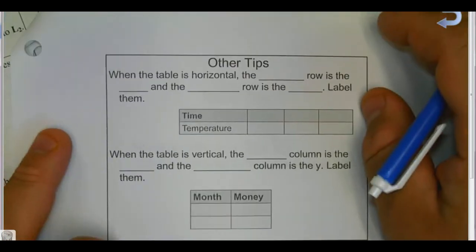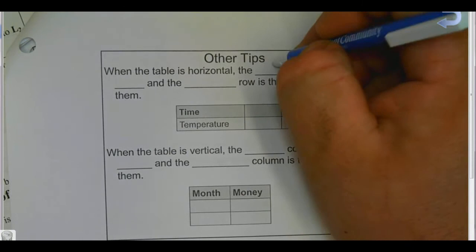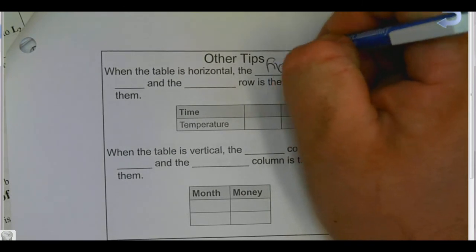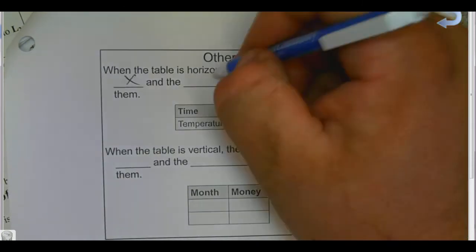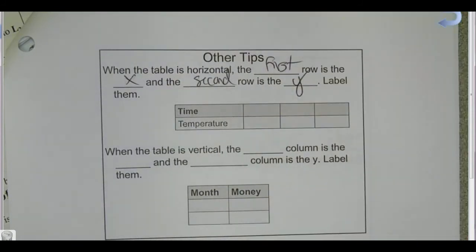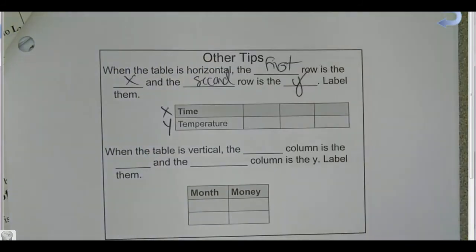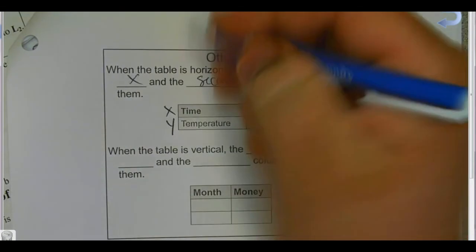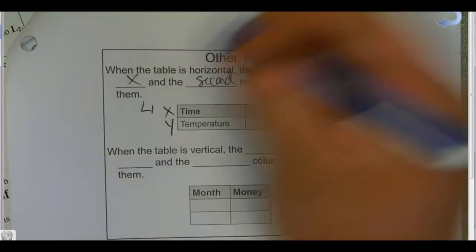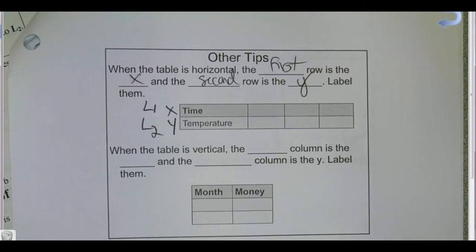Some other tips about this: when a table is horizontal, the first row is the x and the second row is the y. So you label them, okay? So this is the x and this is the y. When we put them in the calculator, the x is going to go into L1, the y is going to go into L2, which is what we're going to talk about here in a minute.